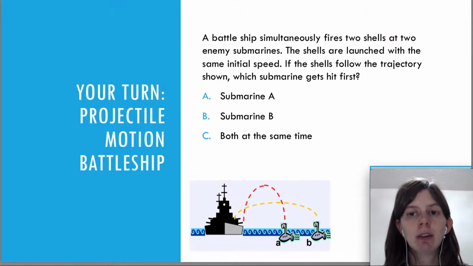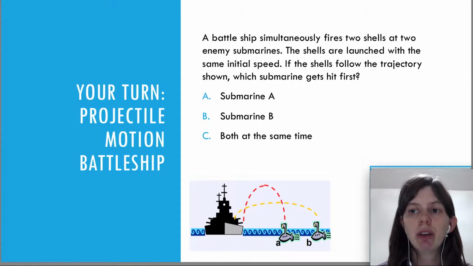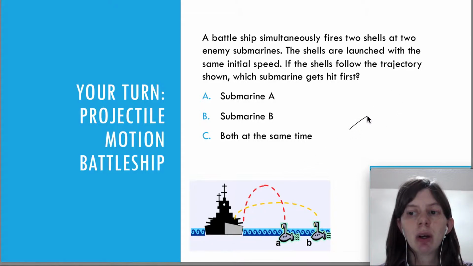The last thing I'd like to do in this video is a your turn problem. I like this one. Usually students have a lot of fun discussing it. A battleship simultaneously fires 2 shells at 2 enemy submarines. The shells are launched with the same initial speed. Notice they do not have the same initial velocity, right? Because one is launched at this angle, one is launched at this angle. I'll draw it on the side here. The picture is not the best, but one has this angle, one has this angle.